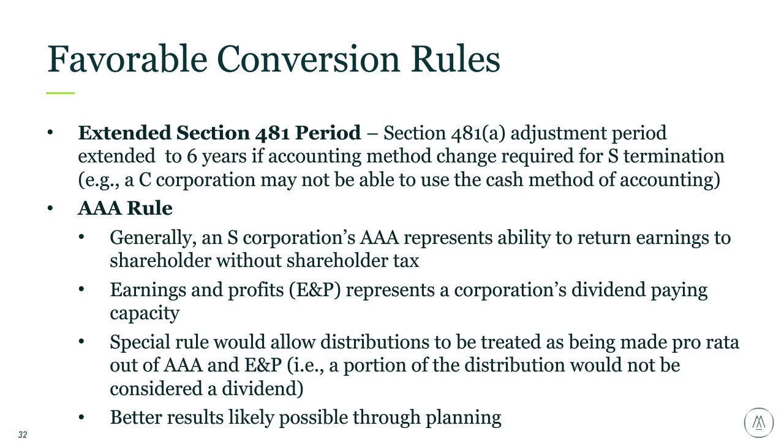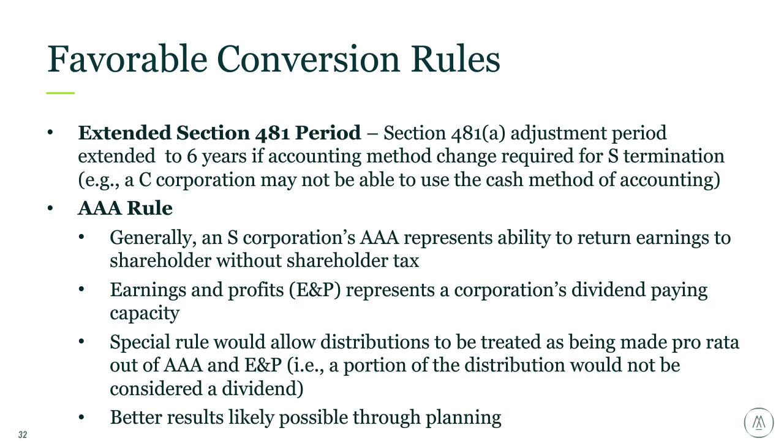A C corporation doesn't generally have a triple A account. It keeps what we call earnings and profits, or E&P, and that E&P is effectively a measure of the corporation's dividend-paying capacity. So distributions to shareholders out of E&P are dividends to C corporation shareholders.